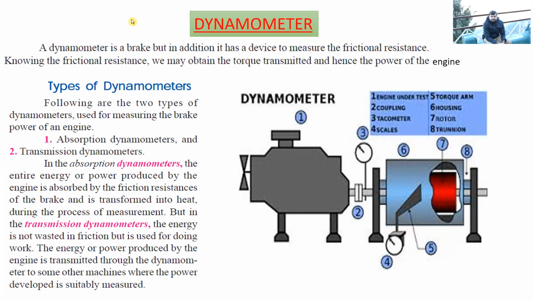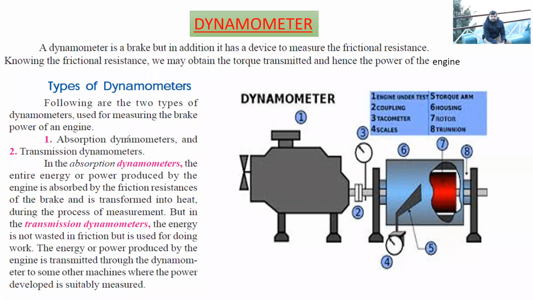All right. So there are basically two types of dynamometers. First one is the absorption type, and the second one is the transmission type. So the absorption type dynamometer absorbs the entire energy, that is the torque which is coming from the engine. It consumes that energy and converts it into friction. Okay, so in that way, it is absorbing the energy. All right, and we will be using brakes. A brake type mechanism will be used to measure the torque and power.